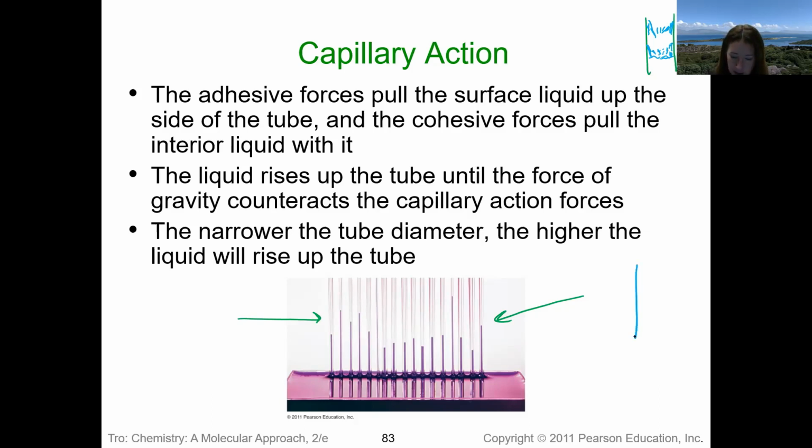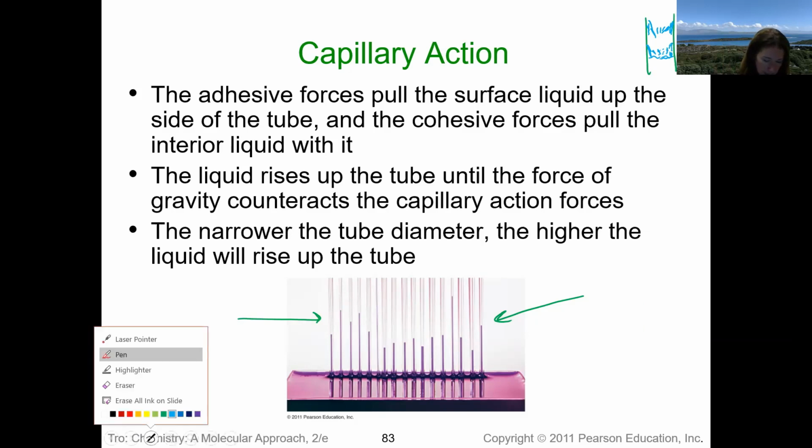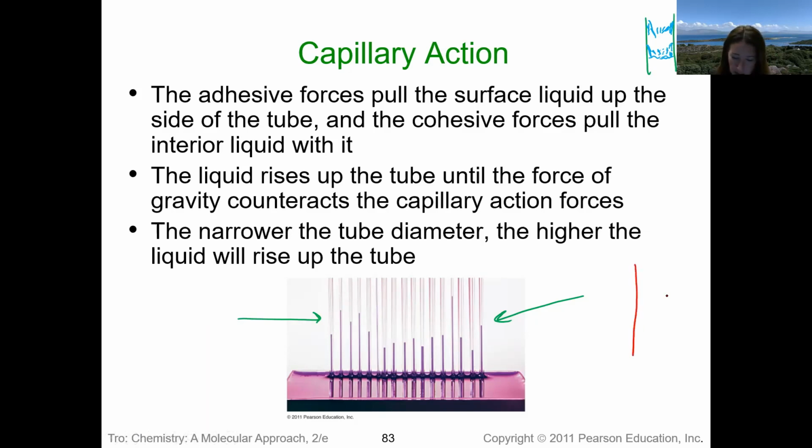So if this is our graduated cylinder, let's make it red. When you look at your graduated cylinder, here are the divisions, and it looks like this. This is a meniscus. The reason it's shaped like this is because there are adhesive forces between the glass and the water, because the glass is polar and the water is polar.